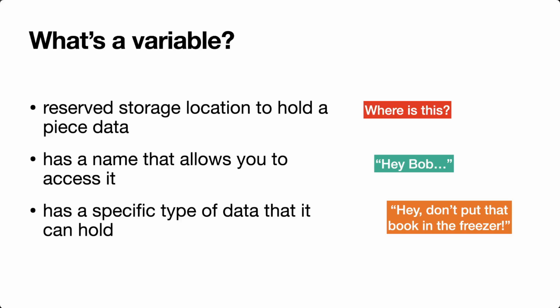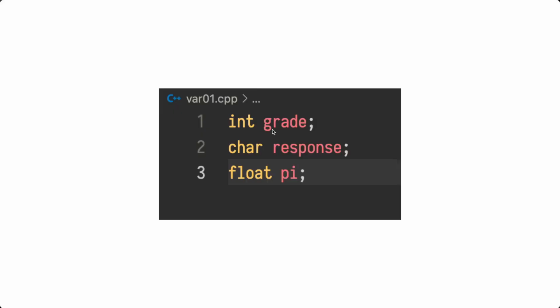And lastly, a variable has a specific type of data that it can hold. So for instance, you don't put books in the freezer because freezers don't hold books. Could you put a book in a freezer? Yes. Does it make sense? Probably not. Just like you wouldn't want to put your favorite frozen pizza on your bookshelf. Not for very long, at least. And we're going to talk a little bit more about where the storage location is soon.